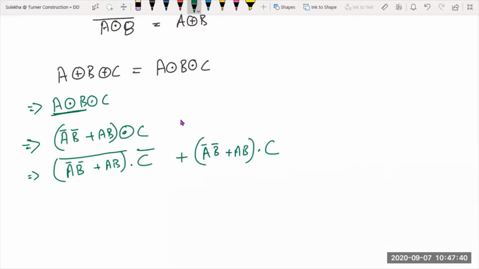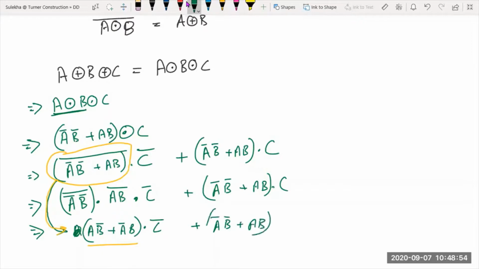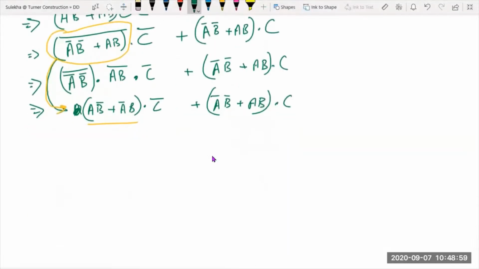Now I want to apply De Morgan's theorem in this first one, and after applying it I will get A bar B bar whole bar dot A B bar, dot C bar, plus A bar B bar AB dot C. You can do it in another way also, since you are doing XNOR and its complement, which is nothing but A B bar plus A bar B. I can write it as this, then C bar plus A bar B bar plus AB dot C. When you open this bracket, you will get A B bar C bar plus A bar B C bar plus A bar B bar C plus A B C.